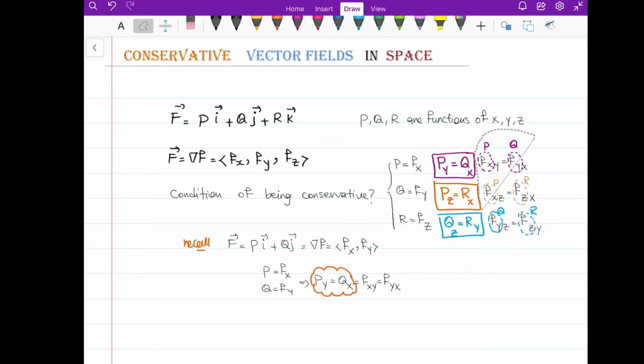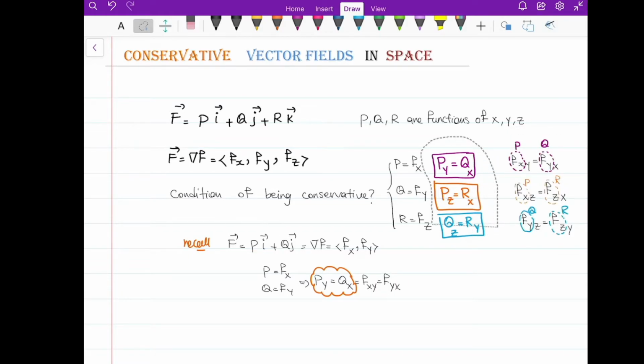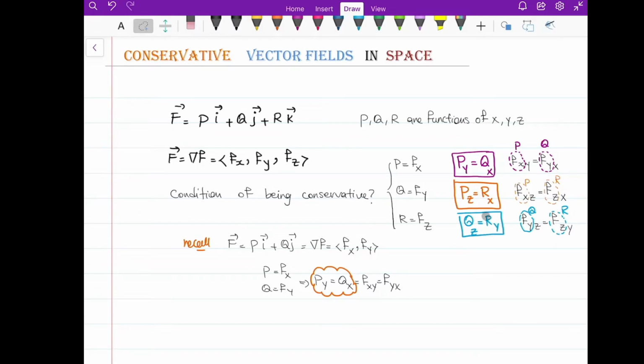So let me just clean it up a little bit in here. These three conditions are the conditions that I need to check and make sure that if these conditions are satisfied for my vector field, then my vector field is conservative. And now, how to find the potential function is like before in the plane, but it has three steps because we have three variables. So let me explain everything in one example.